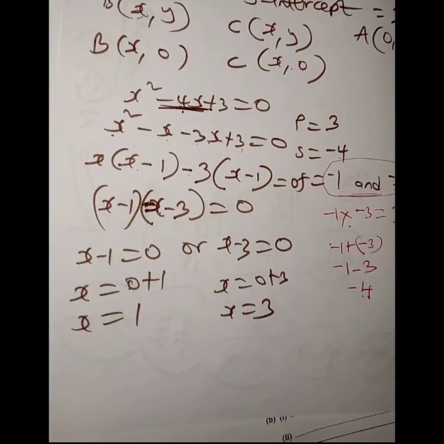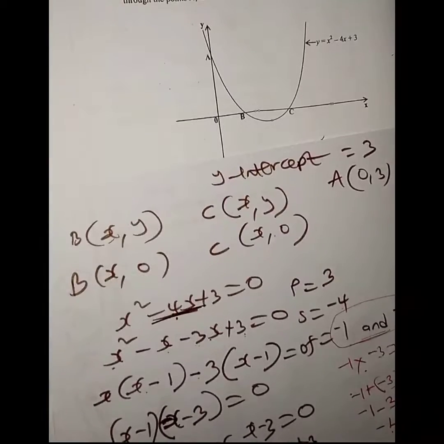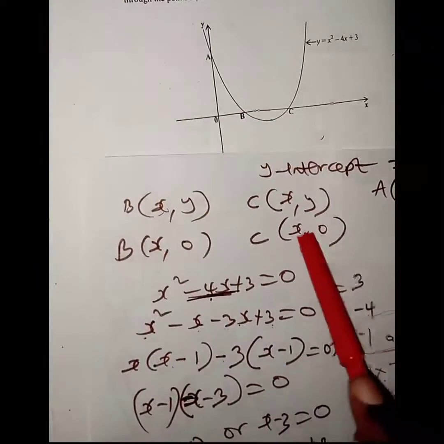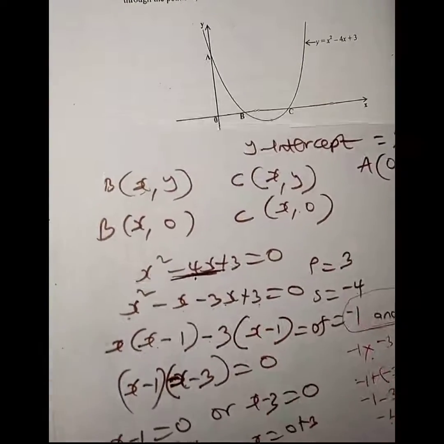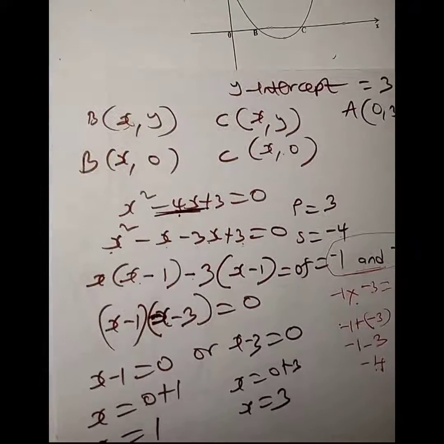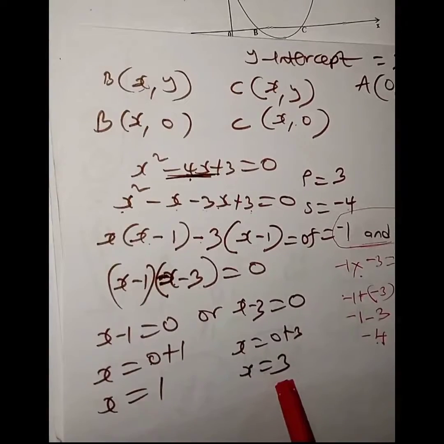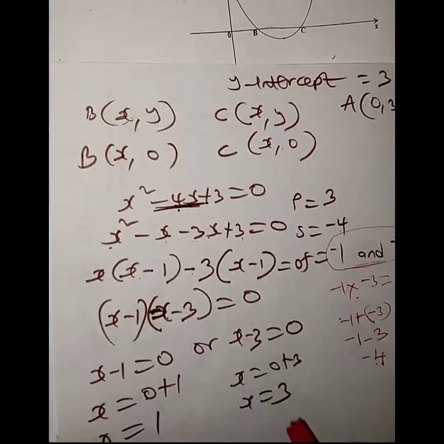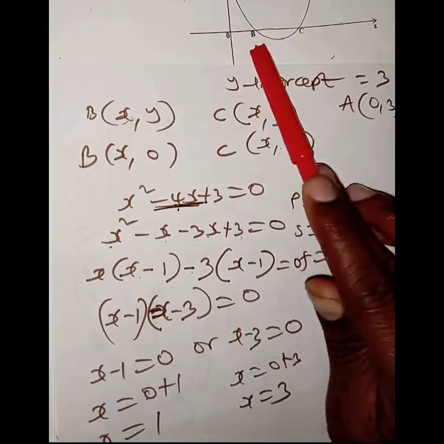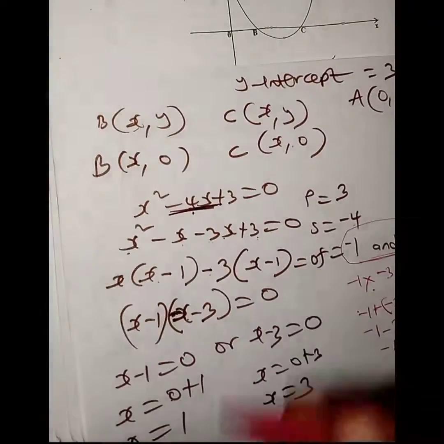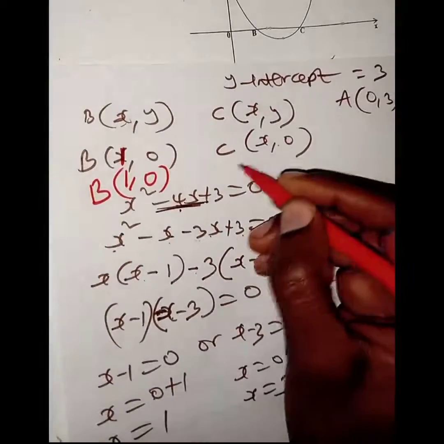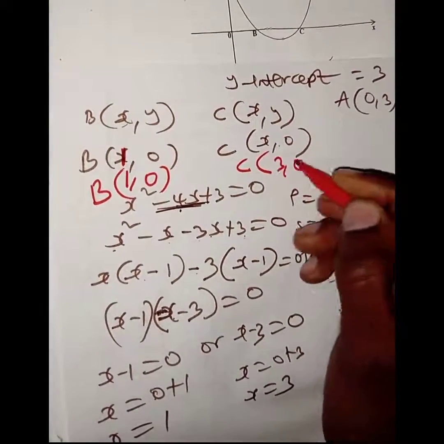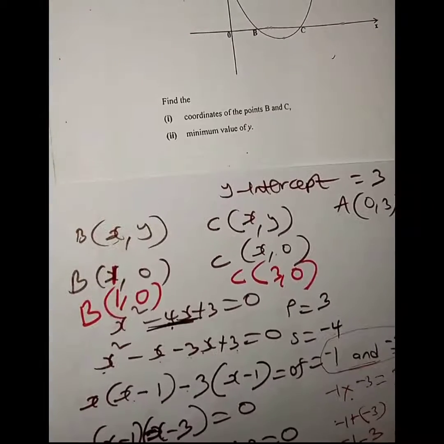So you see, we have gotten the x-intercepts. Now, if you go back here, we said the x values were missing. Between B and C, which one will be 1? And 3, which one will be 1? The other one is 3. So on B it will be 1, 0. And here on C it will be 3, 0. Same as replacing here, x was 1, meaning 1, 0 as our B. And C is 3, 0. These are the coordinates of B and C. Question 1. Question 2.